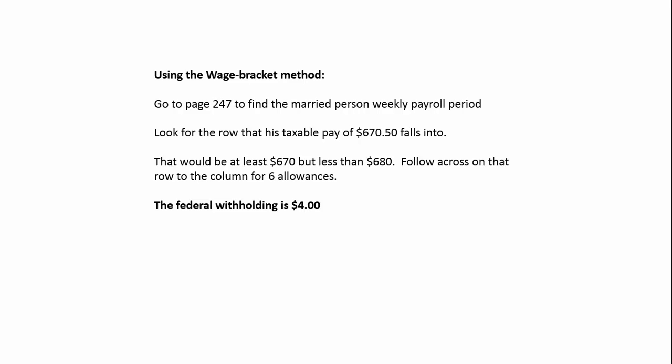Looking at the wage bracket method, we will go to page 247 to find the married person weekly payroll period. Now we want to look down and find the row that his taxable pay of $670.50 falls into. That would be the row that says at least $670 but less than $680. Now follow across on that row to the column for 6 allowances, and we see that the federal withholding is $4.